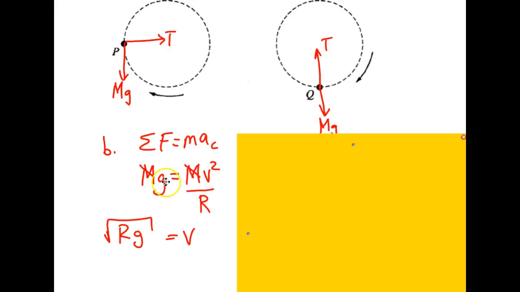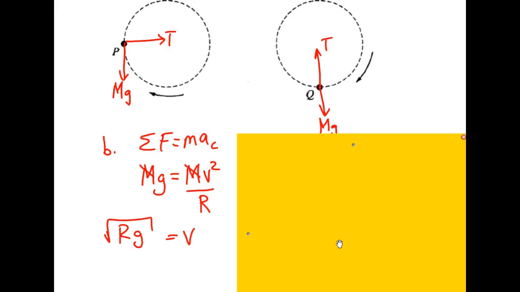Solve for v: multiply both sides by big R, and take the square root. So the answer, little v, equals square root of Rg. We look at our answer over here on the left. Both of these are allowed, and we're good with our answer.